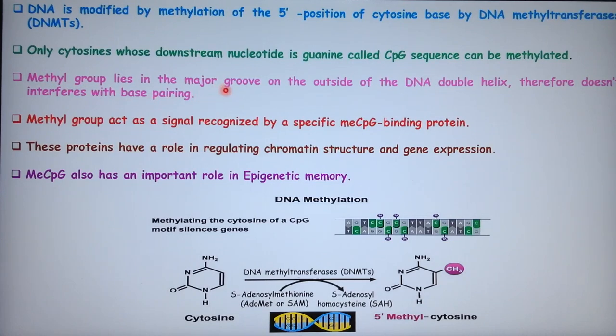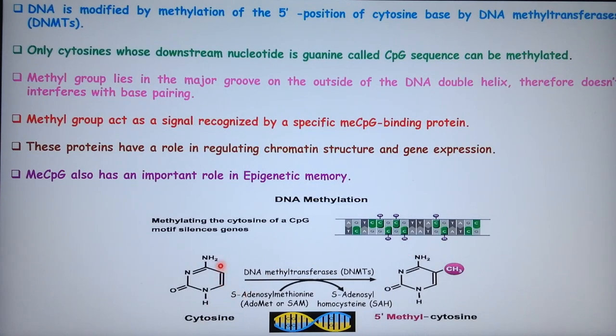Methyl group lies in the major groove on the outside of the DNA double helix, therefore it doesn't interfere with base pairing. And the methyl group acts as a signal recognized by specific methyl CpG binding proteins. These proteins have a role in regulating chromatin structure and gene expression. Methyl CpG also has an important role in epigenetic memory. So we have seen CpG islands, wherever the CpG nucleotide is present, the cytosine is prone to methylation.